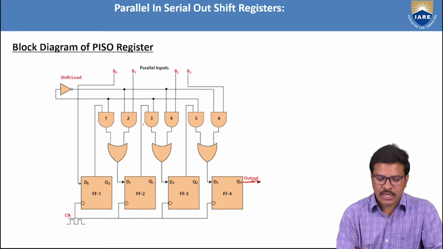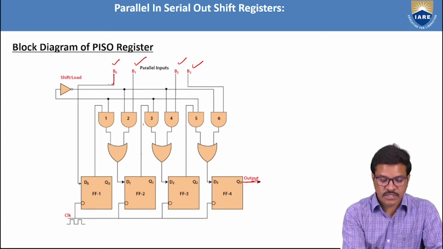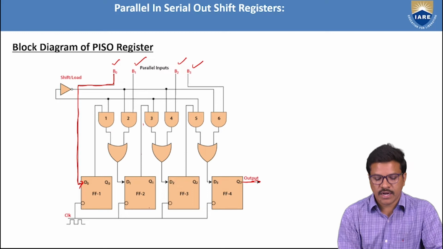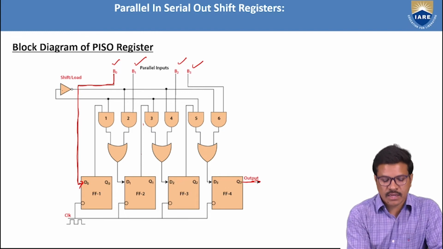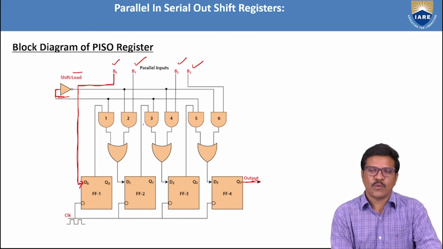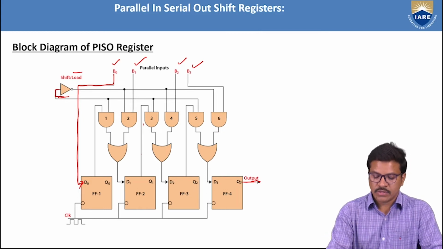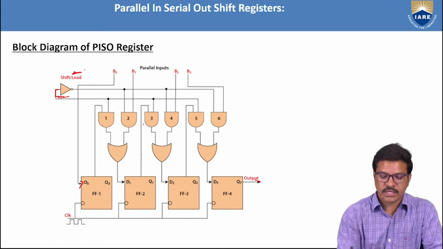What about the parallel input? All the B0, B1, B2, B3 inputs are fed to these combinational circuits, and the initial value is like B0 is directly connected to D0, and B1, B2 and B3 are connected through some combinational circuits. We can have an external control input, which is nothing but shift/load bar. When we give 0, it will work as load. When we give logic 1, then it will work as shift mode. So our main aim is that we are providing a parallel input, and then how we can get a serial output.